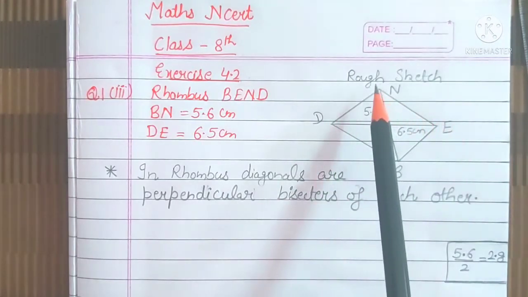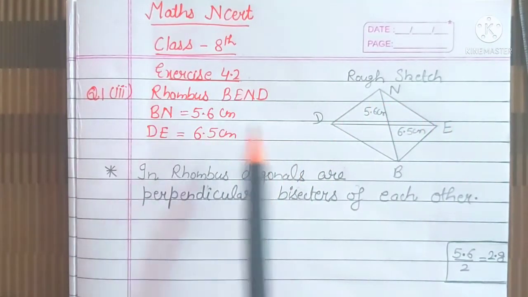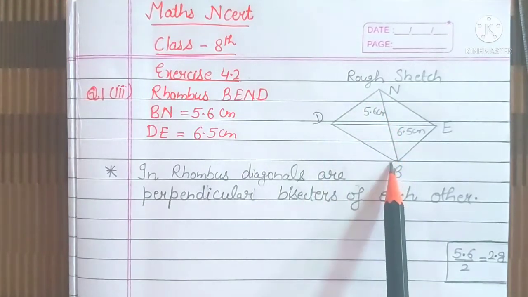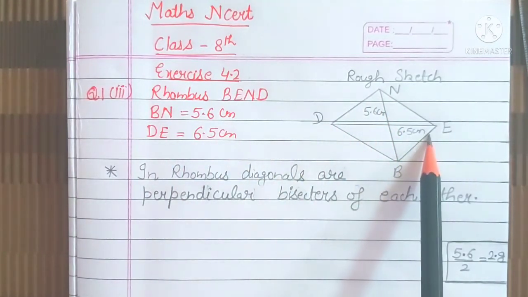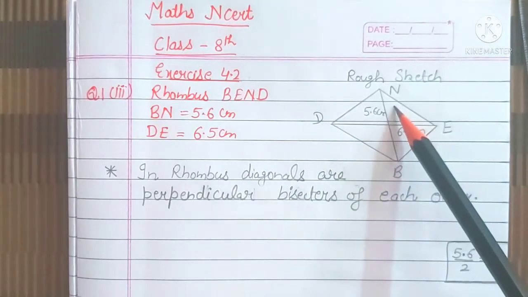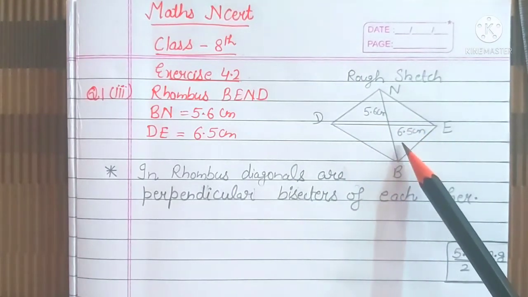From this rough sketch we can observe that the length BN is of diagonal and the length DE is also of length of diagonal. Means only two diagonals are given. So we are supposed to construct the rhombus with the help of these two diagonals.